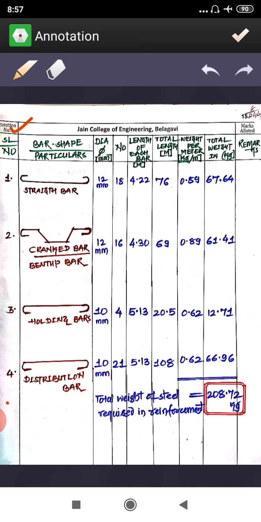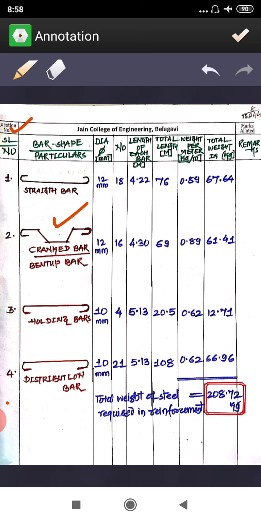Now if you see this, this is straight bar, this is how the straight bar will be there, straight bar 12 mm dia, so 18 numbers, and then length of each bar is 4.22 meter. Now you'll be having total length. Now this total length we are going to get by numbers into the length of each bar, so you'll be having 76 here as total length. Now to this total length you are supposed to multiply the weight per meter. So total length into weight per meter, you'll be having total weight, that is 67.64. You'll be having weight as 0.89 kg per meter.